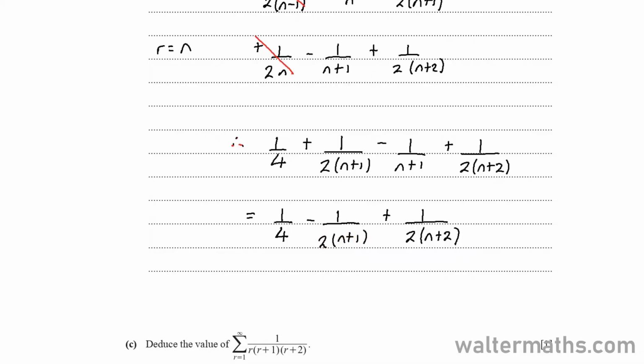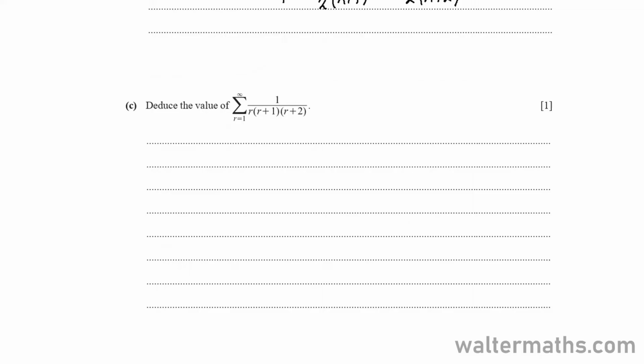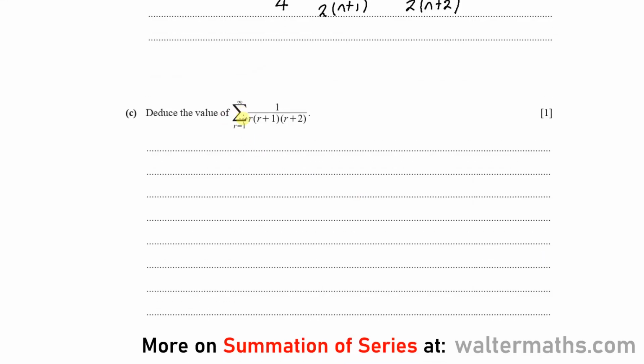Let's go on to part C. The question here goes, deduce the value of the sum to infinity of terms of the form 1 over r of r plus 1 of r plus 2.